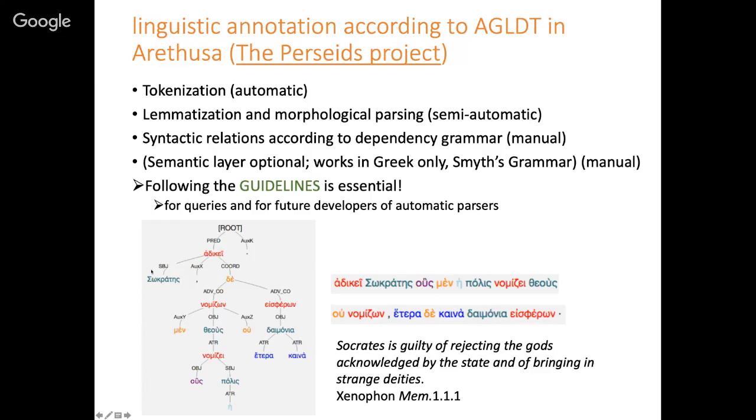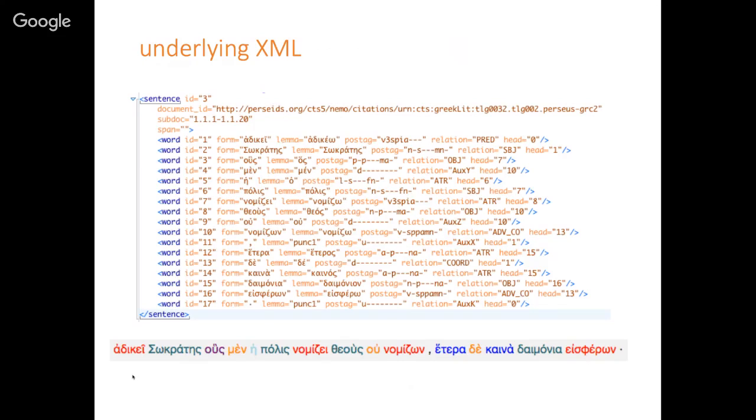But this surface structure of the syntactic tree, we have more information about this sentence than what this tree tells us here. So there's the underlying XML, which is formed when we tree bank. You don't have to write this code yourself, but the Arethusa platform will make this XML file for the sentence for you while you annotate. So here we see that the sentence will get its own ID number.